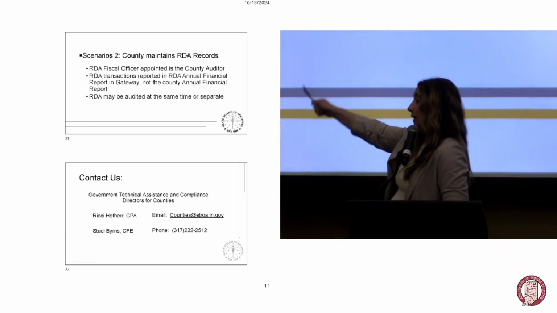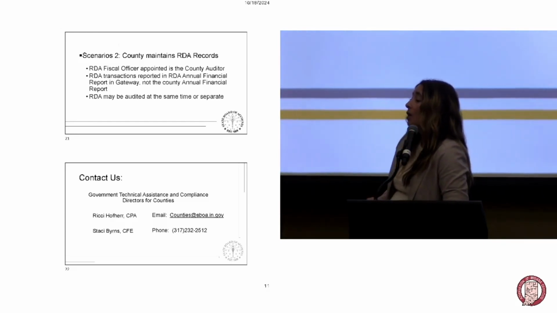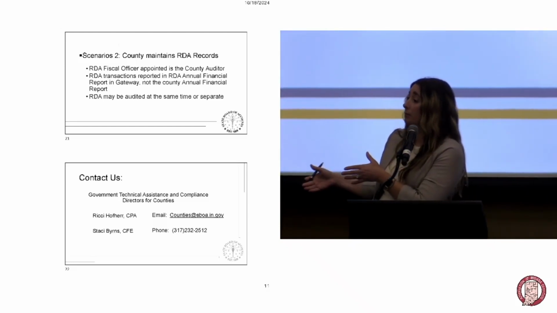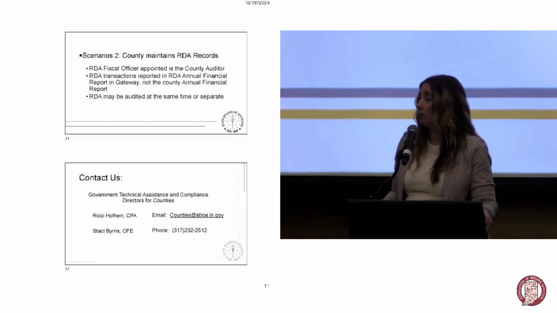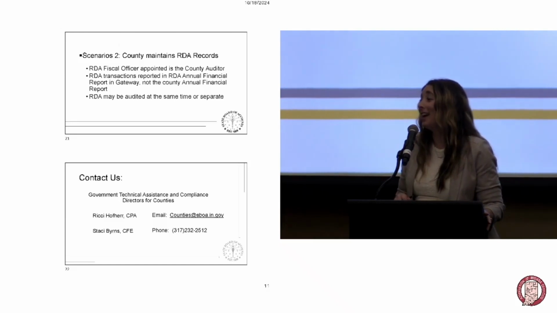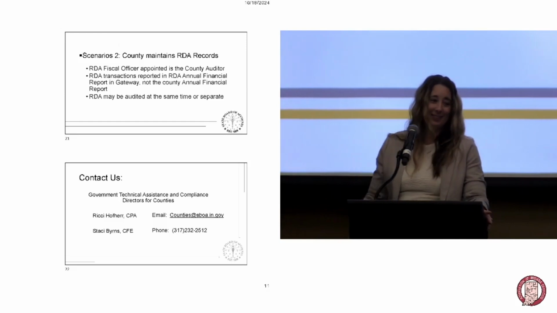And so are you reporting it in the RDA one? Yeah, we do it all. We're trying to get it to just be in the RDA. We don't put the RDA funds in the county funds. Okay. You do two separate ACFRs, but you only report your RDAs once. Got it.